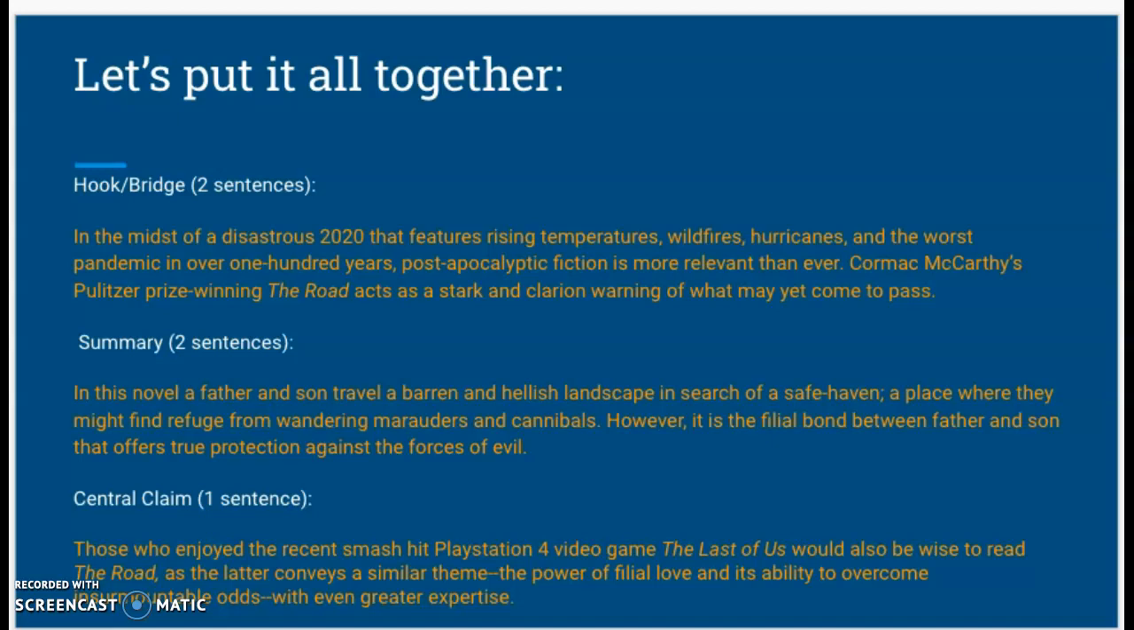So now I want you to write an introductory paragraph for a comparison-contrast essay where you compare The Road to any other form of media utilizing the formula that you've just seen in this lecture.